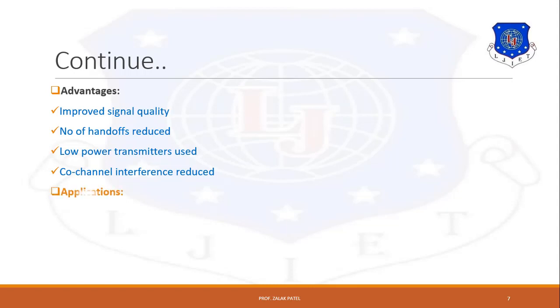You can use this type of microcell zone concept on highways and in urban traffic areas, where users with higher velocity are using mobile communication. In this case, the microcell zone concept is generally preferred. So this is our basic cellular concept.